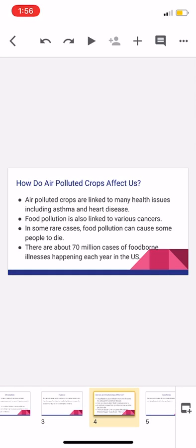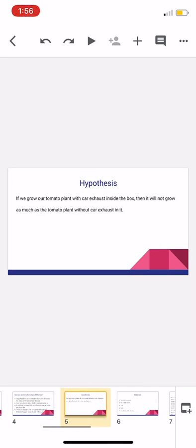How do air polluted crops affect us? Air polluted crops are linked to many health issues, including asthma and heart diseases. Food pollution is also linked to various cancers. In some rare cases, food pollution can cause some people to die. There are about 70 million cases of foodborne illnesses happening each year in the United States.